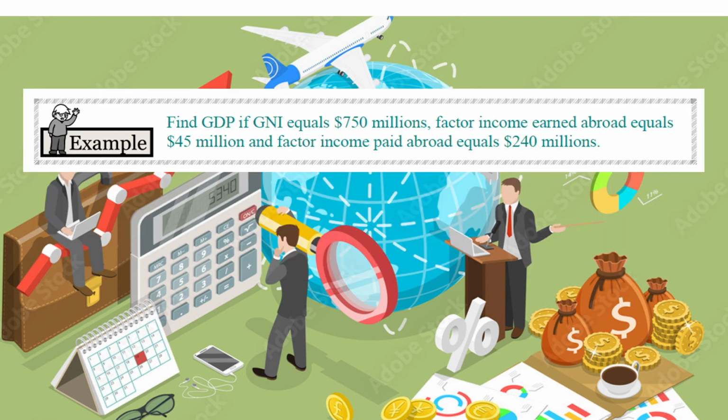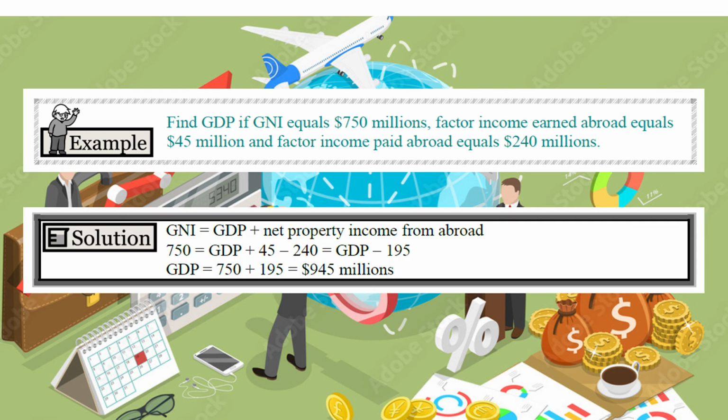This is a tricky question. Be careful. Find the GDP if GNI equals 750 million, factor income earned abroad equals 45, and factor income paid abroad equals 240. I told you, be careful. Pause and work on it. Welcome back. Be careful. GNI is given. The left hand side is given, not the right hand side. So reverse it. Net property income is negative 195, so GDP has to be larger actually.